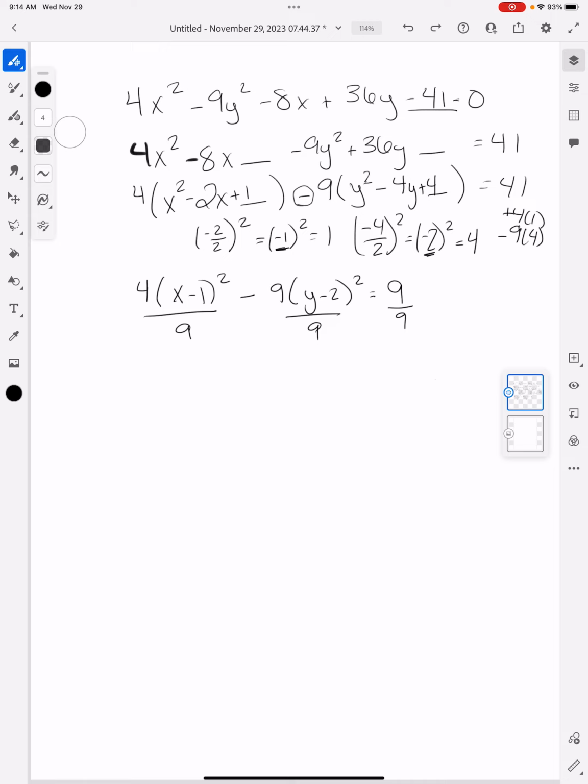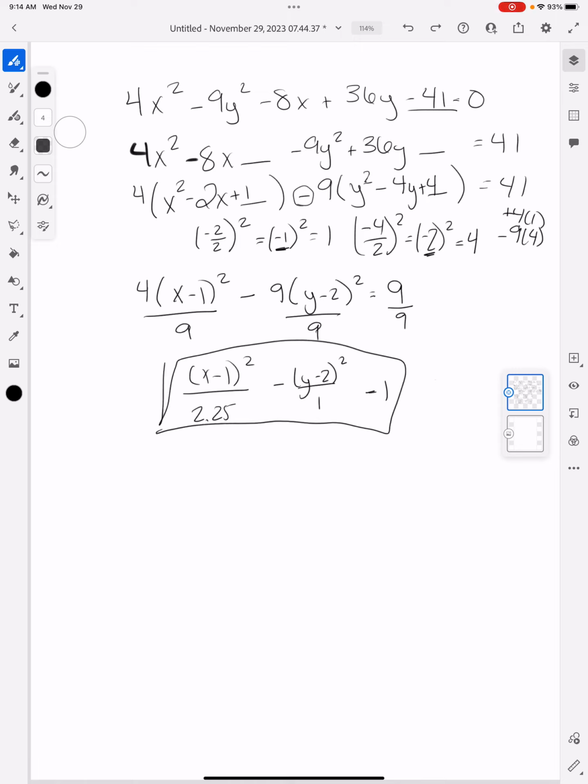Now, what's kind of interesting about this problem is this fraction is pretty easy, right? Y minus 2 squared over 1, and I do write over 1 because it's a hyperbola. But the 4 and the 9, they don't cancel each other out in any kind of way. So this just kind of becomes a little bit ugly. And either you would write it as 2.25 or you would write it as 9 divided by 4. And that would be our standard form equation.